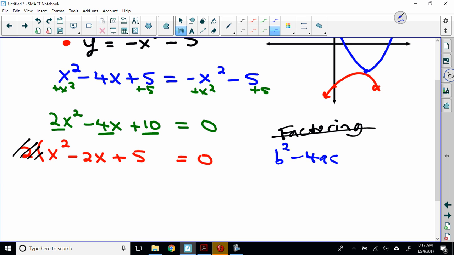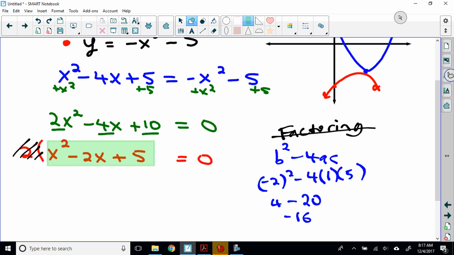So before I go even solving this, I'm going to check the discriminant. I'm going to see what the discriminant is. So b is negative 2, so this is negative 2 squared minus 4 times a, my a is now 1, times c, my c is 5. So that's going to be 4 minus 20. Well, what's the difference between 4 and 20 and the 20 is negative? It's negative 16, right?